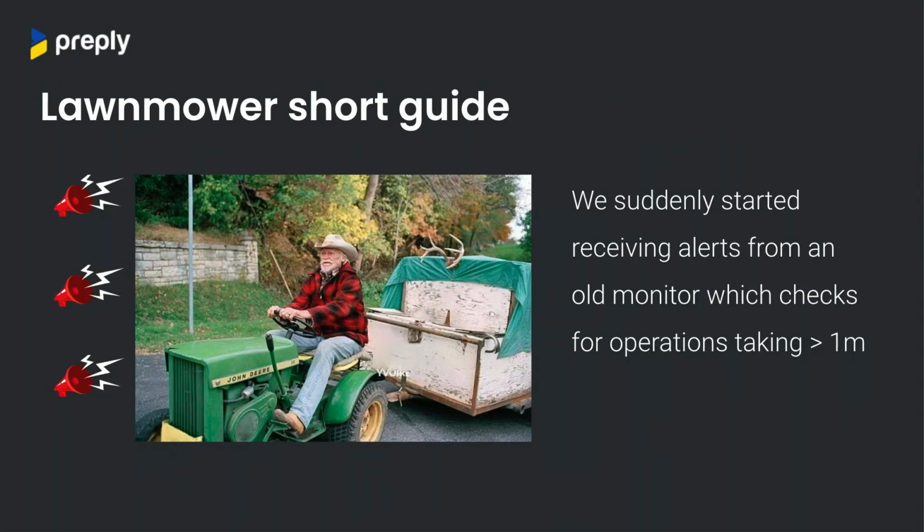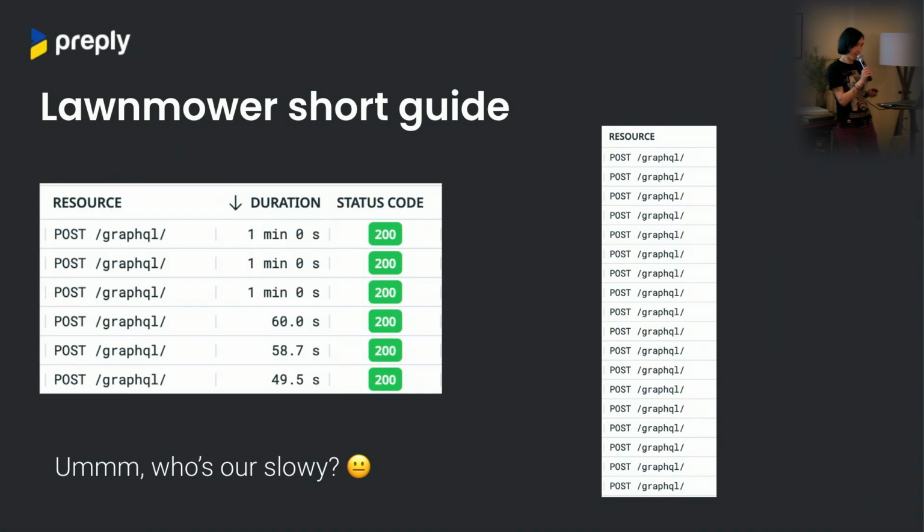Okay. So what was the problem? How it started: we suddenly started receiving alerts from an old monitor that monitors slow requests, which take more than 1 minute. And as usual, we went to our Datadog to see who is that slow.